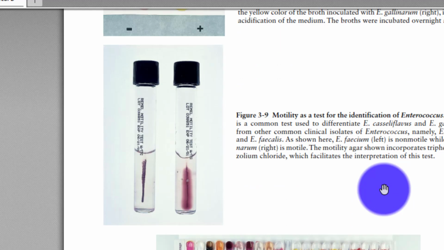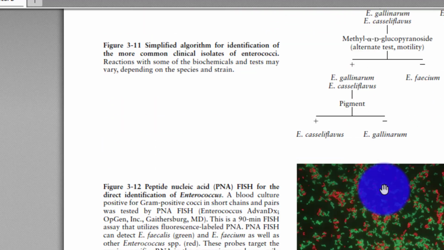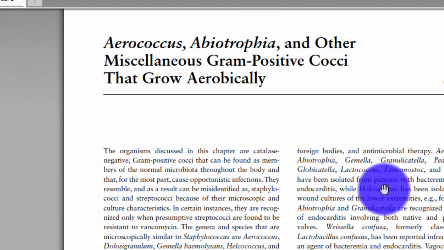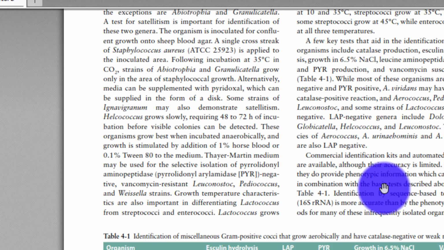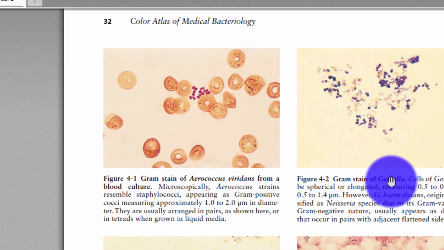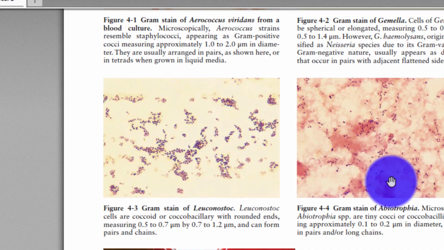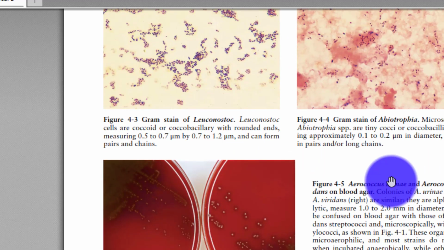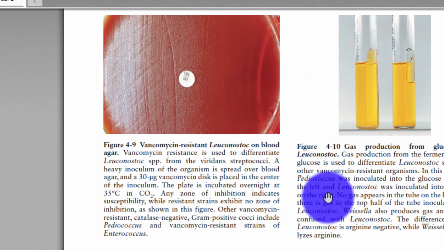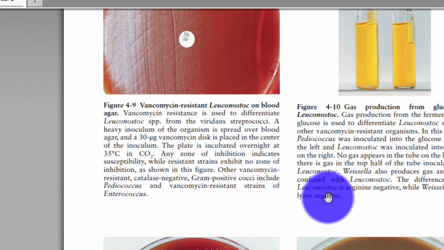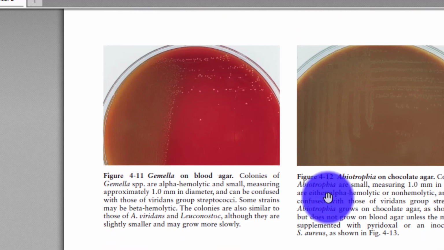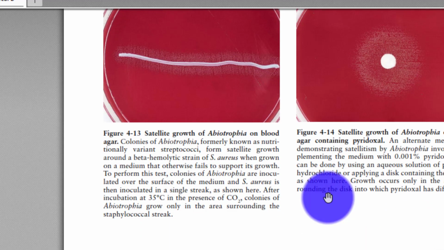The biochemical test system. Enterococcus. This is the classification of Enterococcus. Here the gram stain, Enterococcus on blood agar, the biochemical test of vancomycin resistance, chocolate agar, satellite growth.